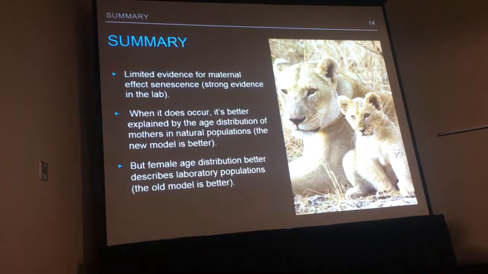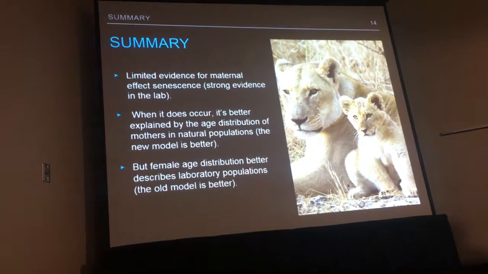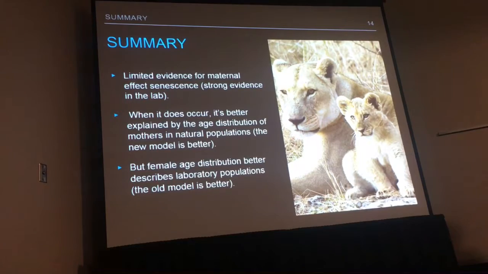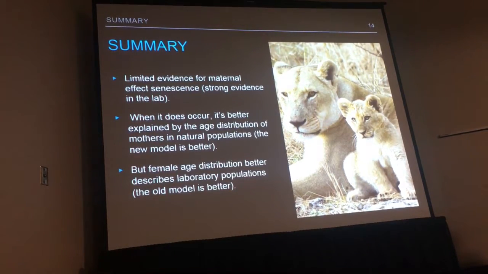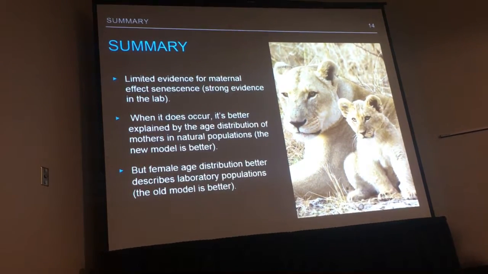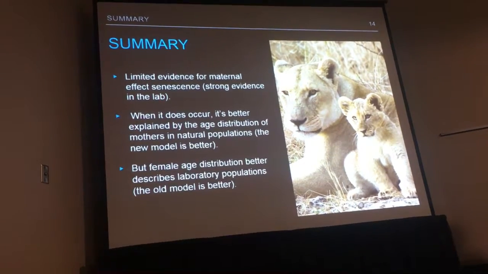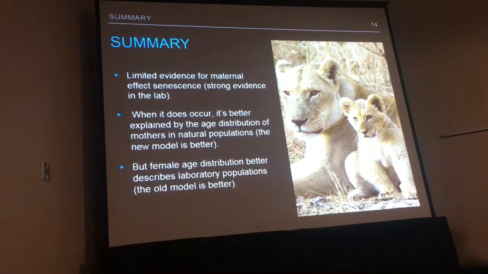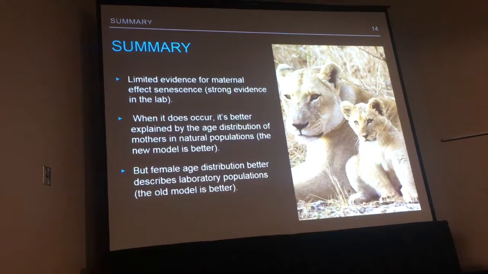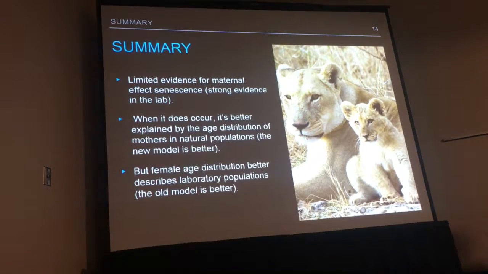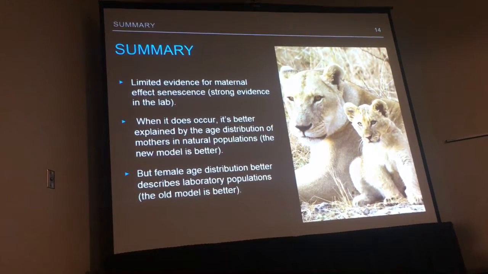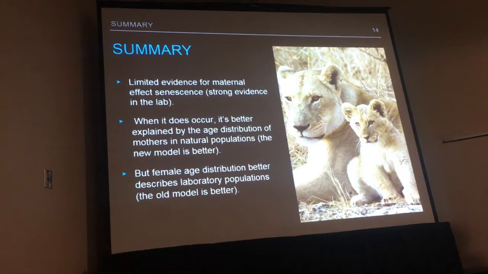So in summary, we showed with this analysis, because it's ongoing, it's going to improve and it's going to change, that so far there's limited evidence for maternal effect senescence. However, there is strong evidence for it in the lab. And when it does occur, it's better explained by age distribution of mothers when we're looking at natural populations. So the new model is a better fit for natural populations with conspicuous maternal care, but female age distribution is a better explanation for laboratory populations.